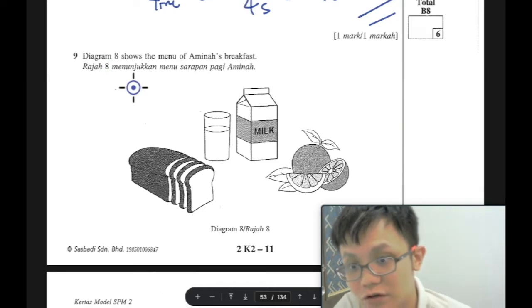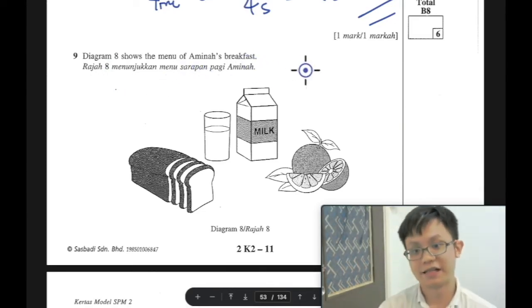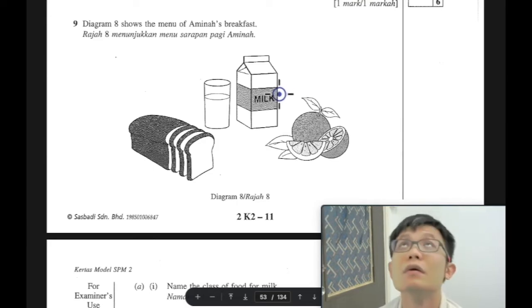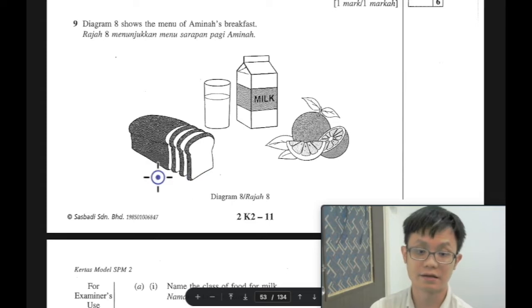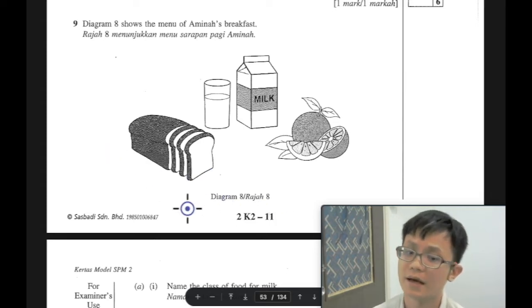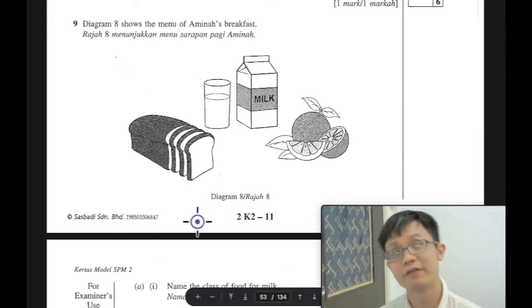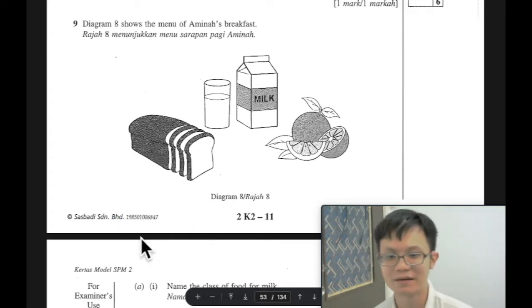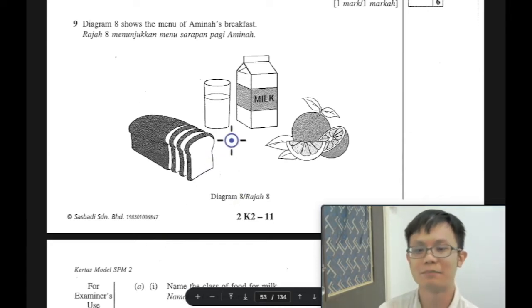Diagram 9 shows a menu of Amina's breakfast. So this is Amina's breakfast, got milk, got orange, got bread. Do you think this is a healthy meal? Yes, I think it's a healthy breakfast meal that you should take. Not every day nasi lemak. Malaysian people like to eat nasi lemak or kuih in the morning, but it's not healthy. I think this is the best.